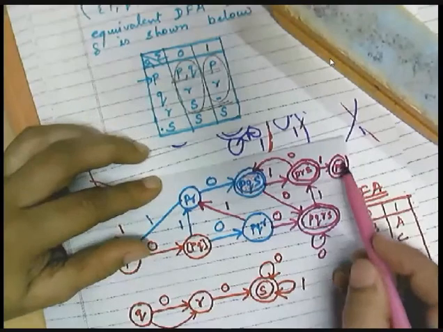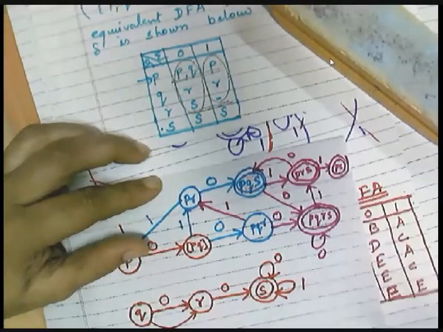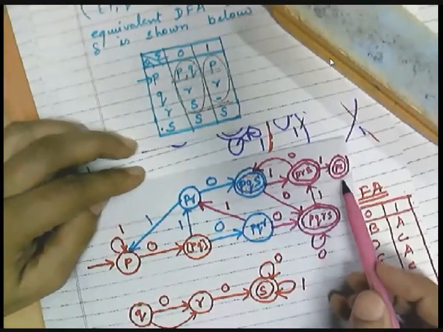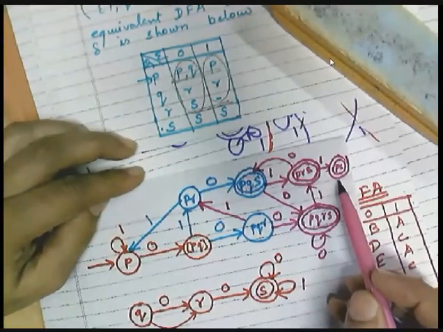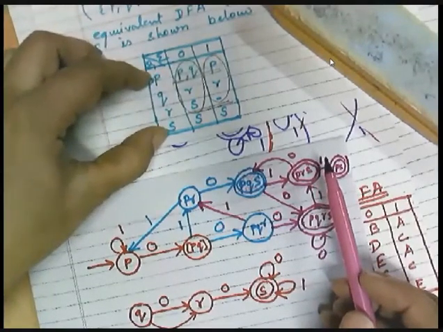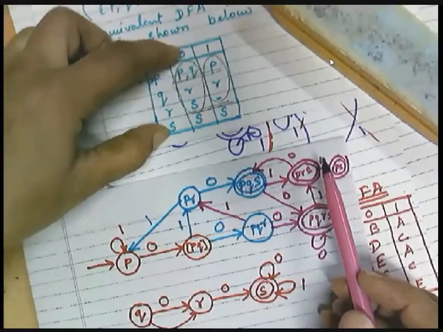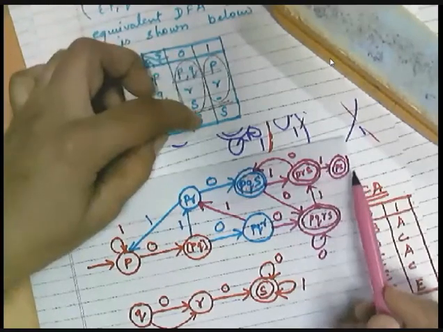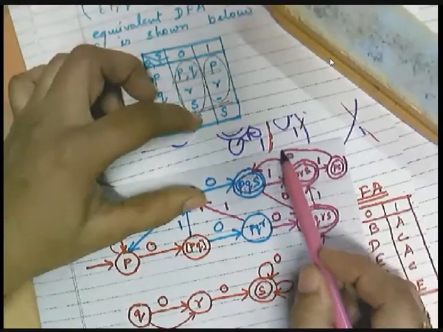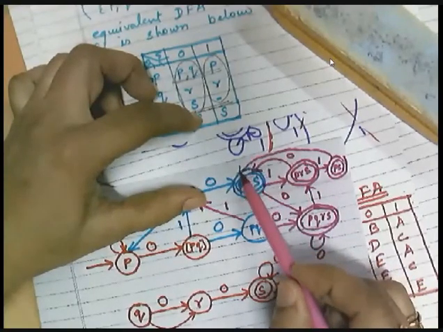Now we have one more state remaining, that is PS state. So what is the PS state? PS state is nothing but this first and last row. So PS on 0 moves to PQS. Is PQS available? Yes, it is available. So there will be a transition like this.